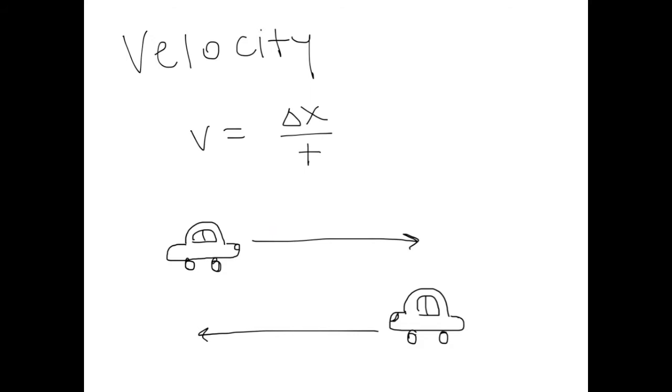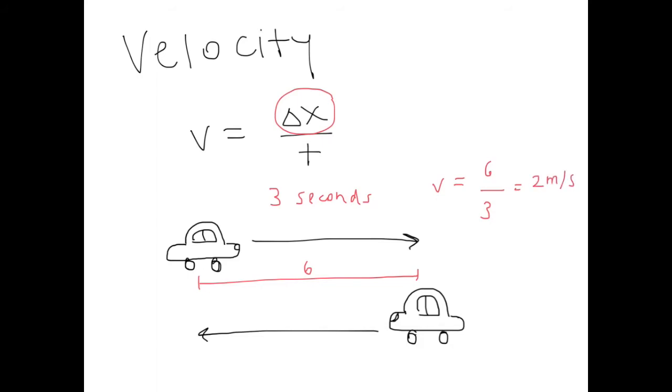Once we know the displacement of the object, the next step is calculating the velocity. The velocity is the object's displacement, delta x, divided by the time that it takes for that displacement to occur. Say a car is traveling 6 meters east, and it takes that car 3 seconds. We can find its velocity by dividing displacement, 6 meters, over time, 3 seconds. We get that the velocity is 2 meters per second.